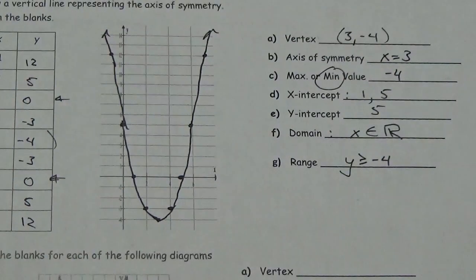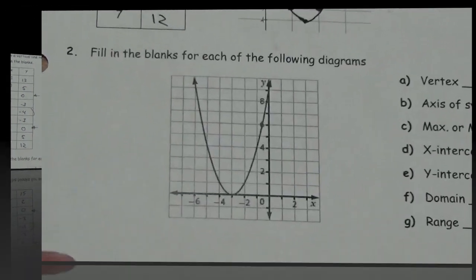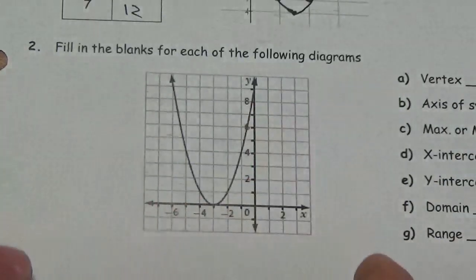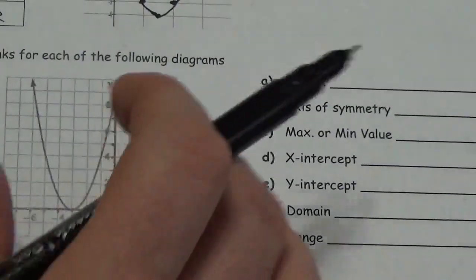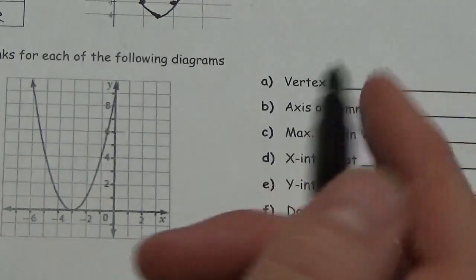And there we go. So now we're going to do the same sort of thing again, but this time without having to go and plot it. Now we're going to take a look at what the plots look like and just grab the information off of the plots. Okay, in this question, we're going to fill in the blanks for each of the following diagrams. And so we got a couple here. And so what I'm going to do is just look at my diagram here and grab the information that they're asking for.